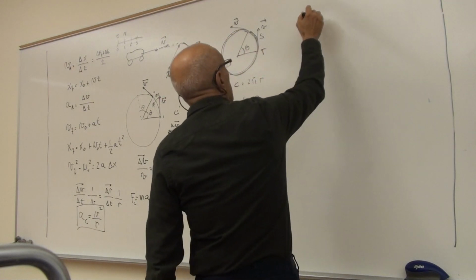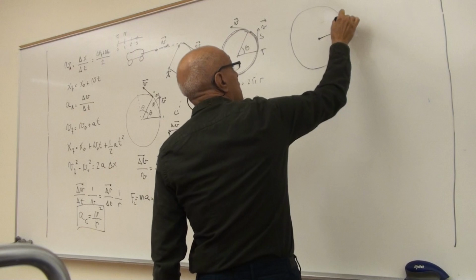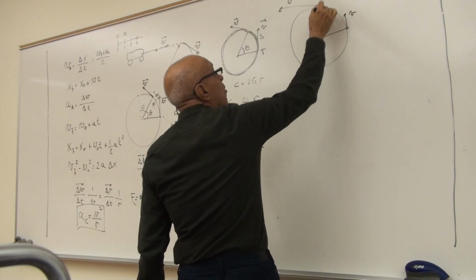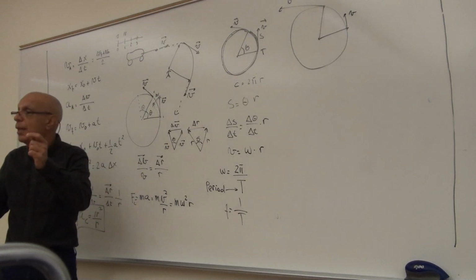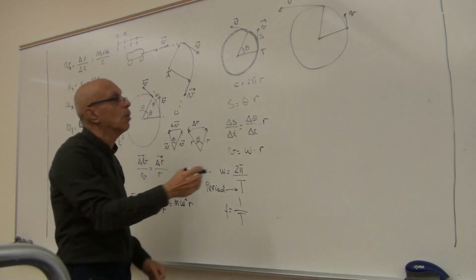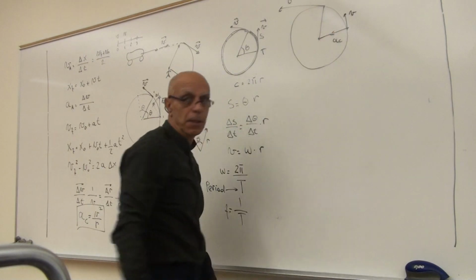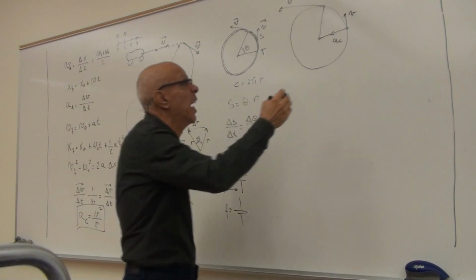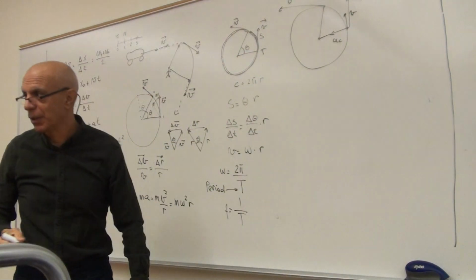But now, let's make another drawing here. Now the velocity is changing from here to there. Not only is the direction changing, but also the magnitude is changing. So we do know that we have a_c here, the centripetal acceleration. But now we also have a tangential acceleration.